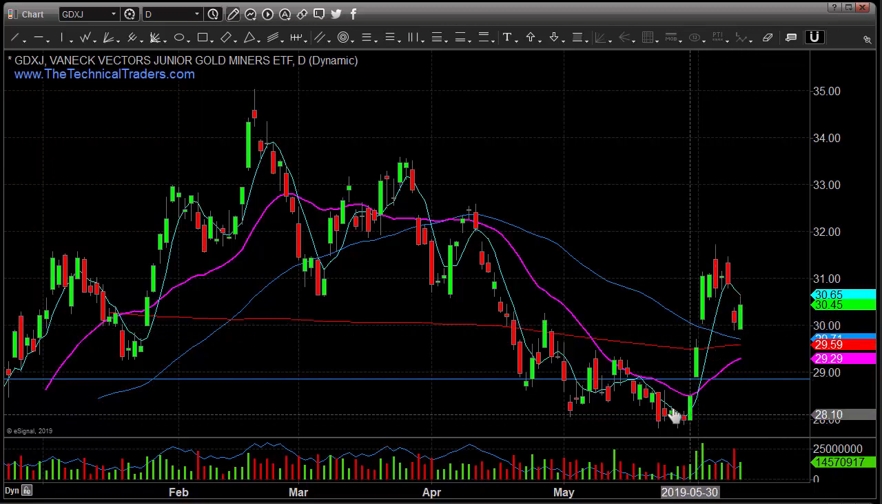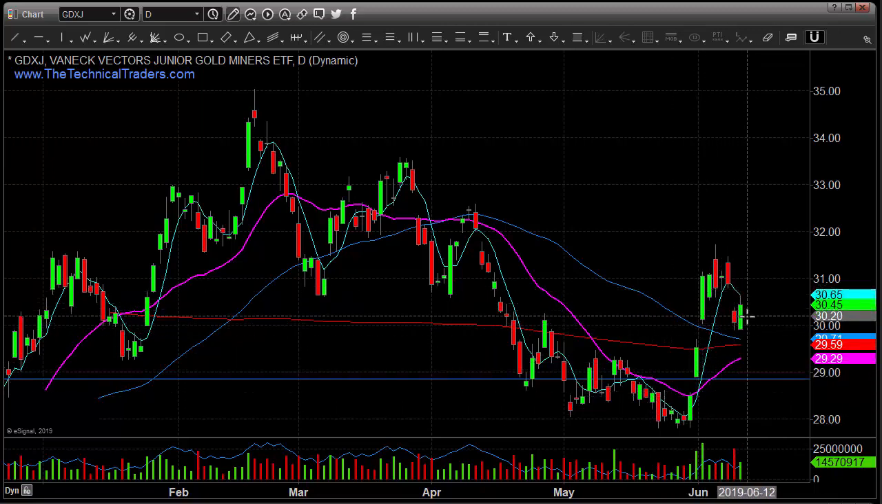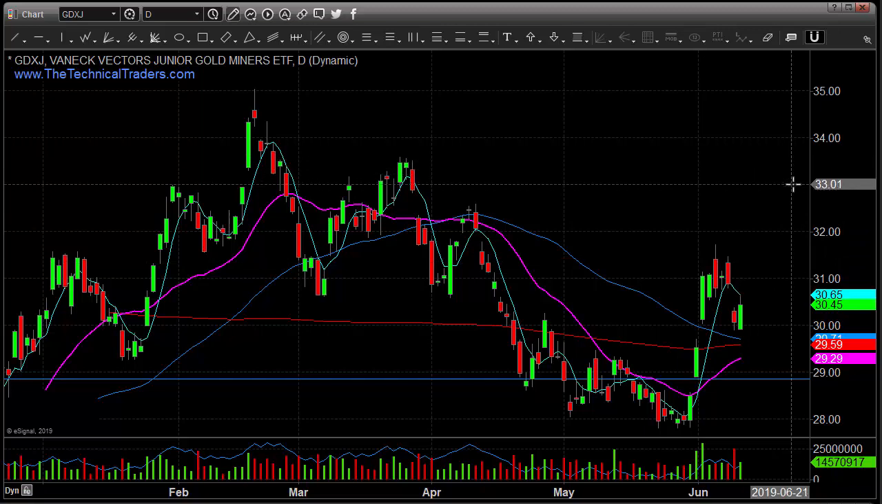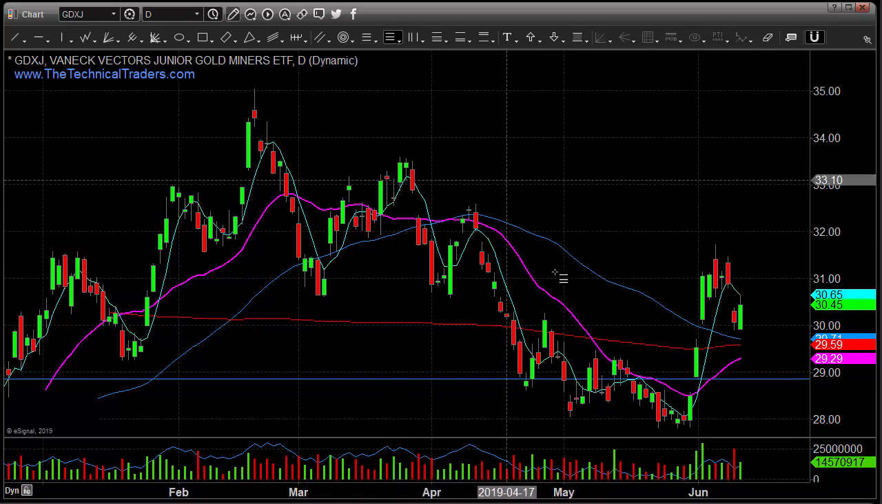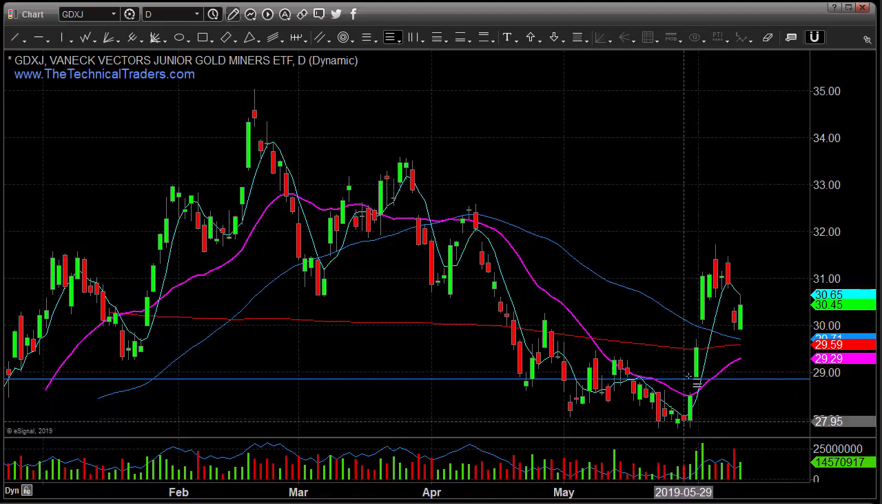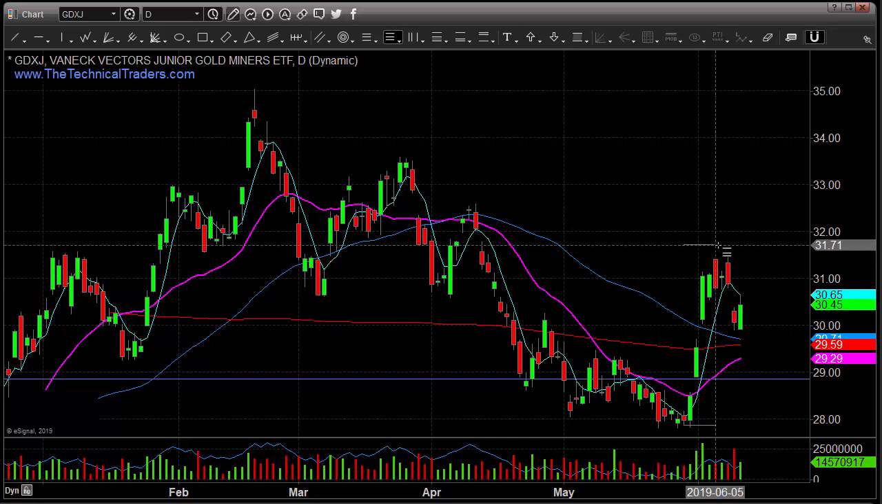That's a good sign. The big question is, is this just a quick pullback, and we're going to see this continue to move up into the 33, 34 level, which is our next upside target. At this point, if we throw a Fibonacci extension, we can get an upside target based on the current momentum.